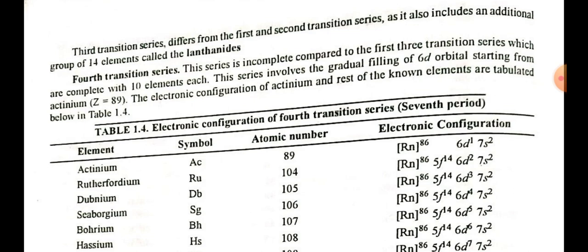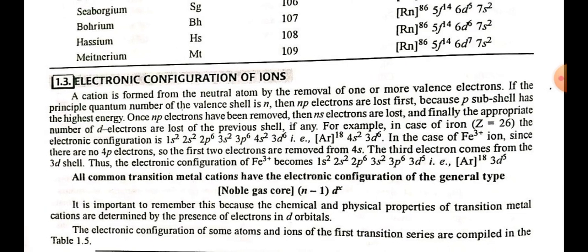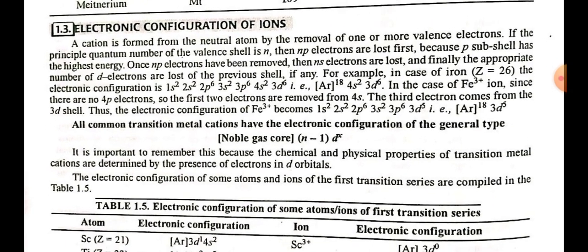A cation is formed from the neutral atom by the removal of one or more valence electrons. If the principal quantum number of the valence shell is n, then np electrons are lost first because the p subshell has the highest energy. Once np electrons have been removed, then ns electrons are lost, and finally the appropriate number of d electrons are lost of the previous shell, if any.